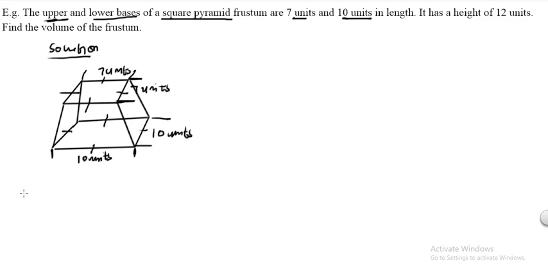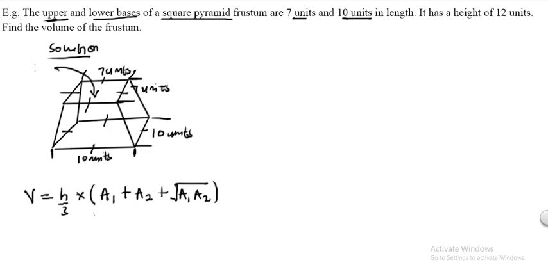Now, generally, to find the volume of a frustum of a pyramid or a cone, we use the formula V equals h over 3 times, open brackets, area of one side plus area of the other side plus the square root of the multiplication of the two areas. So we are going to use this formula to find the volume of this frustum. Now, A1 should represent the area here, and A2 should represent the area here.